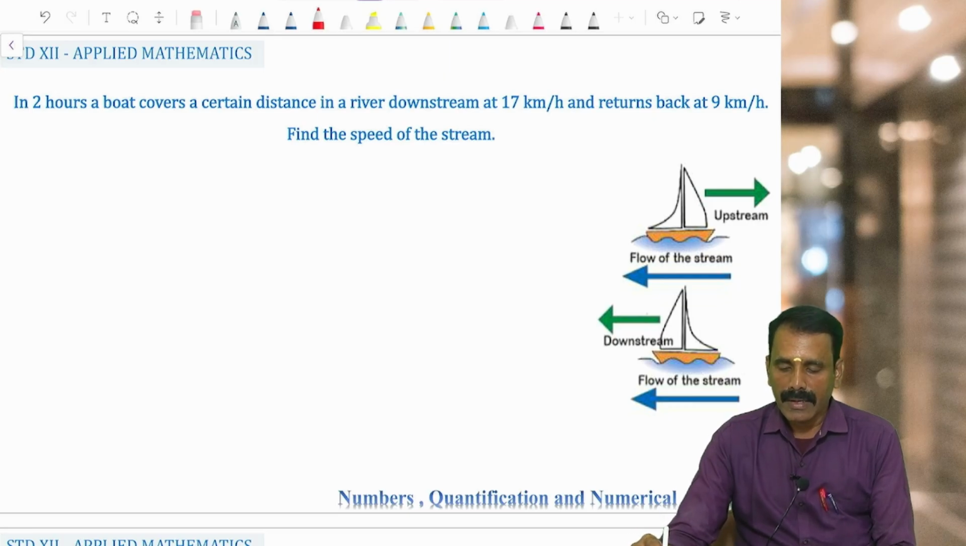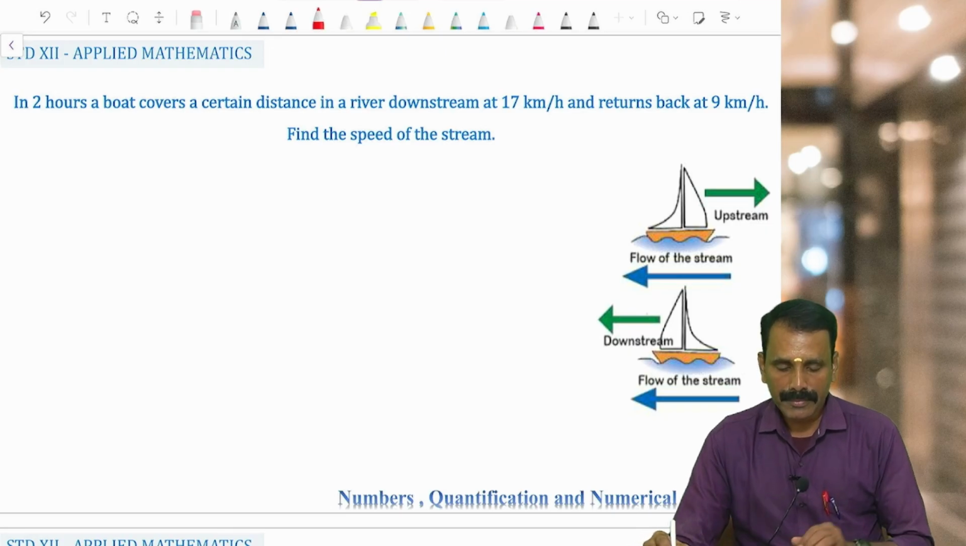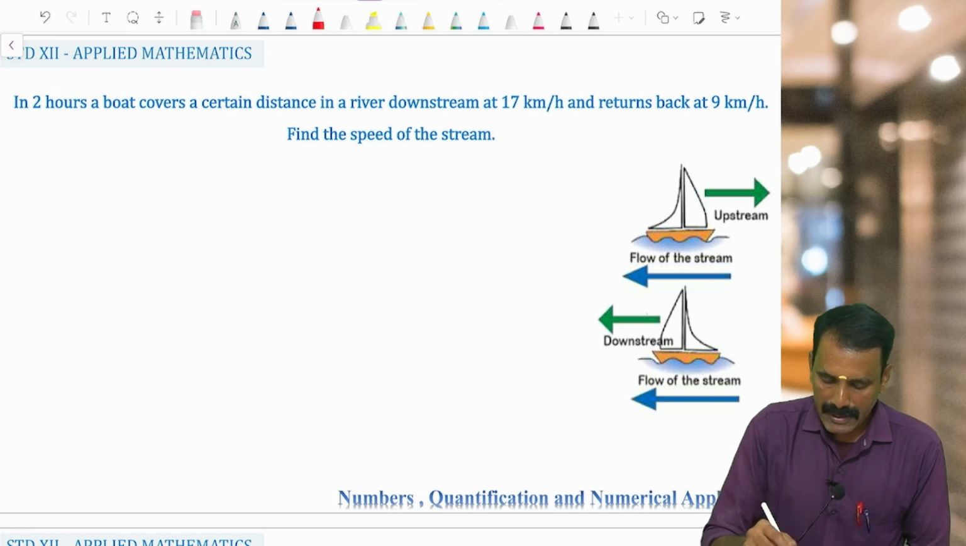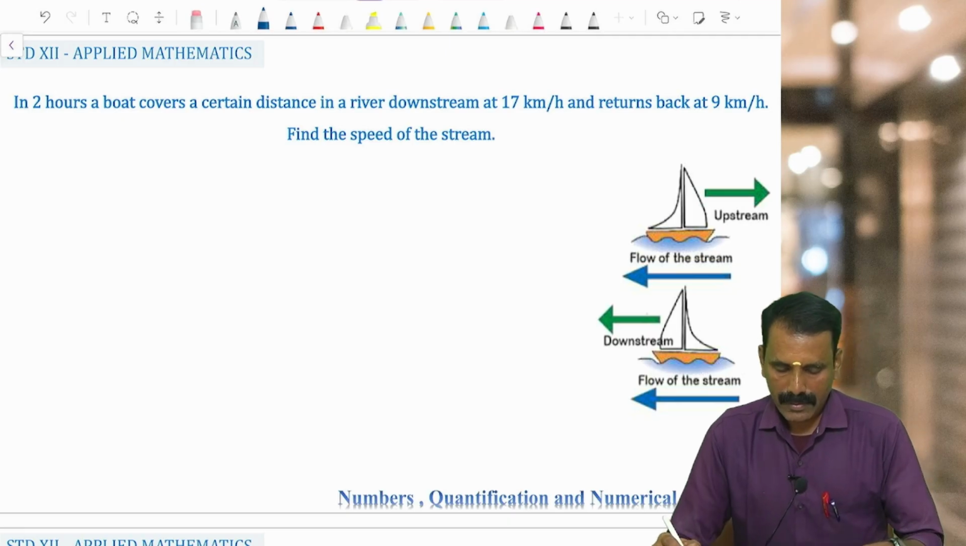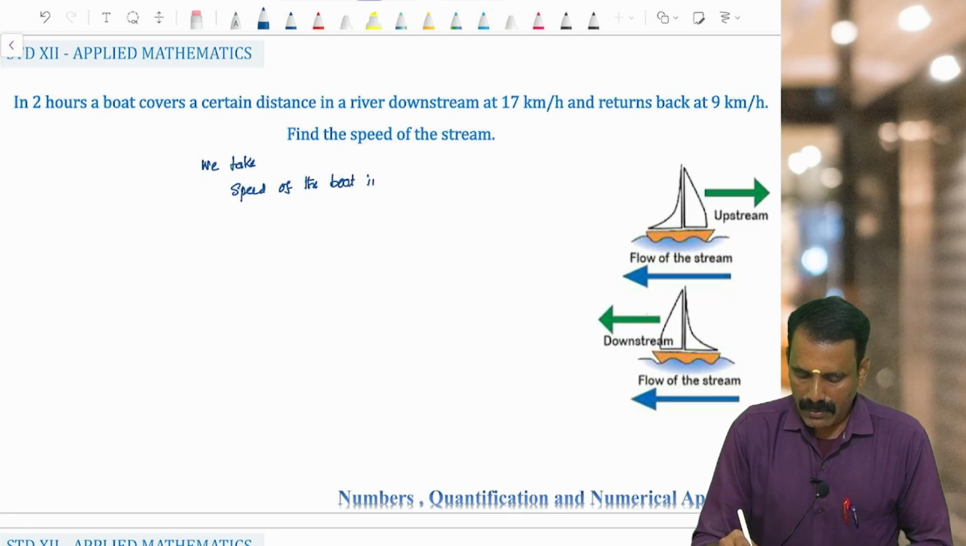In 2 hours, a boat covers a certain distance in a river downstream at 17 km per hour and returns back at 9 km per hour. Find the speed of the stream. Okay. Now we take the speed of the boat in still water.